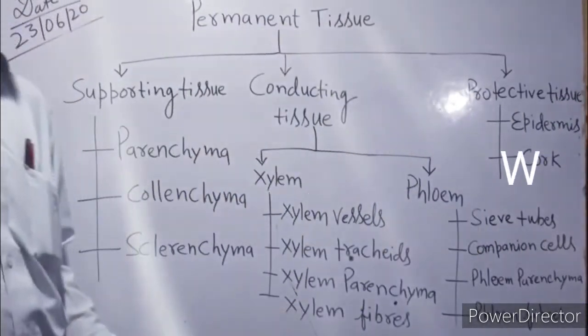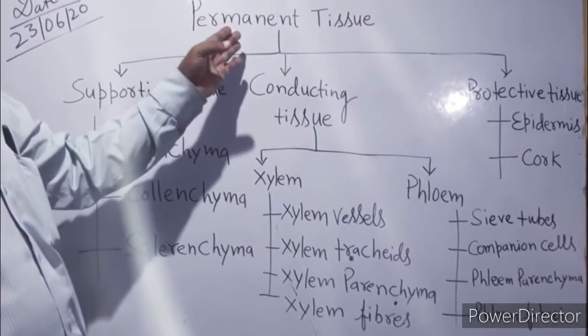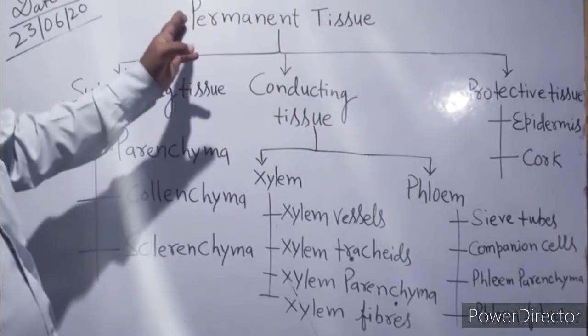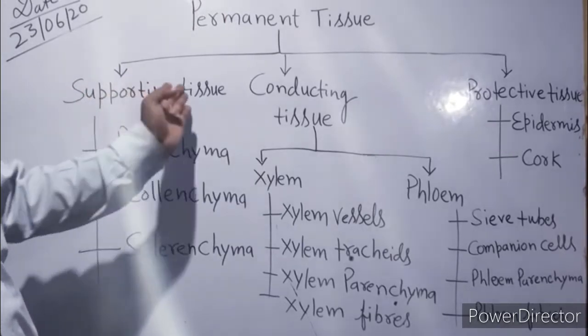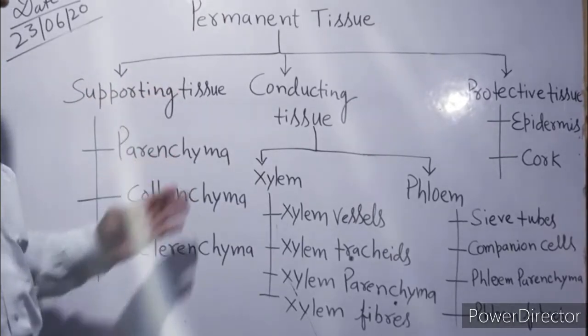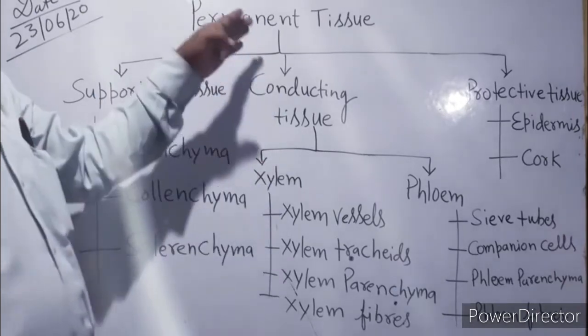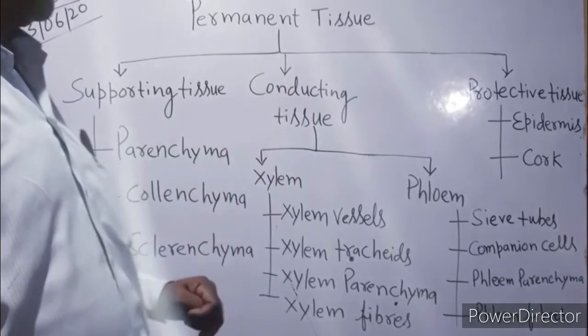Today, I am Rajen. Today, I will teach you about the permanent tissue. Just as we discussed in the last class about the supporting tissue, that is parenchyma, collenchyma, and sclerenchyma, today we will discuss the conducting tissue.